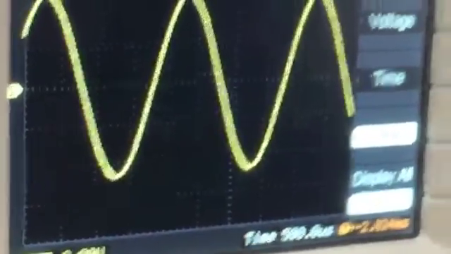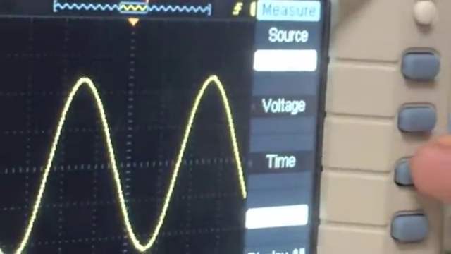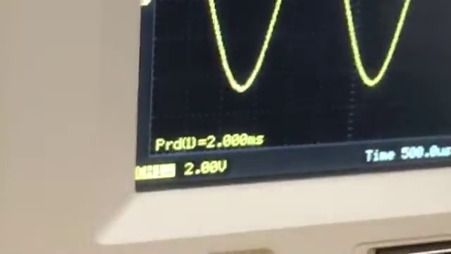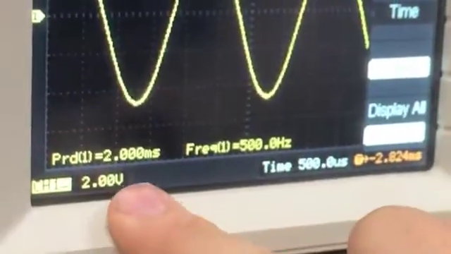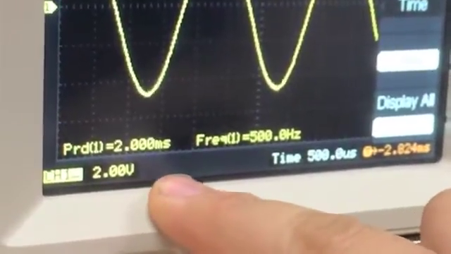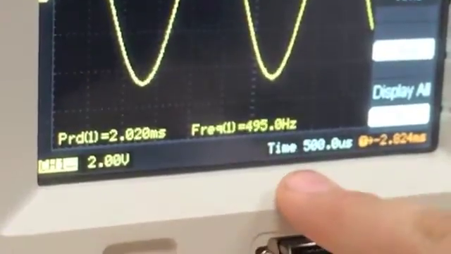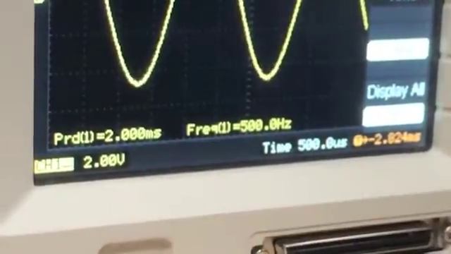Now, we're going to measure the period and the frequency. So first the period, that's already on the top of the menu, as well as the frequency. So as you can see, we have a period of roughly 2.000 milliseconds, which is consistent with what we had on our Multisim. And our frequency, it wavers a little bit, but it's roughly 500 hertz, which is perfect.